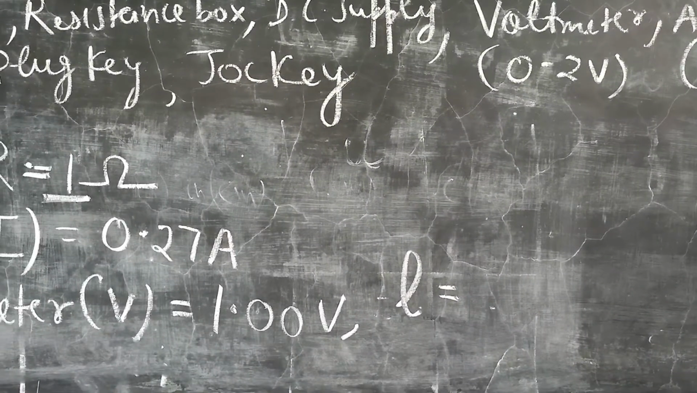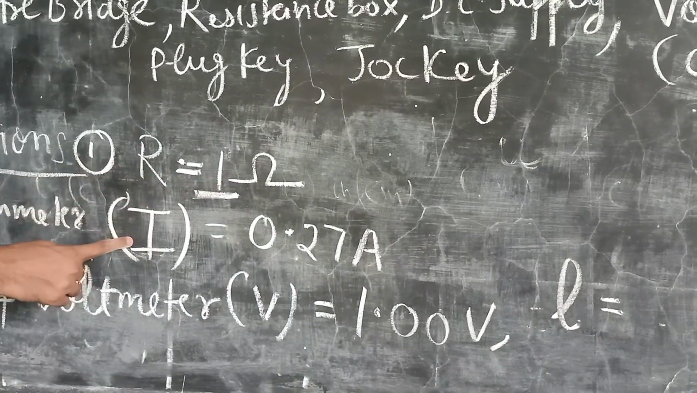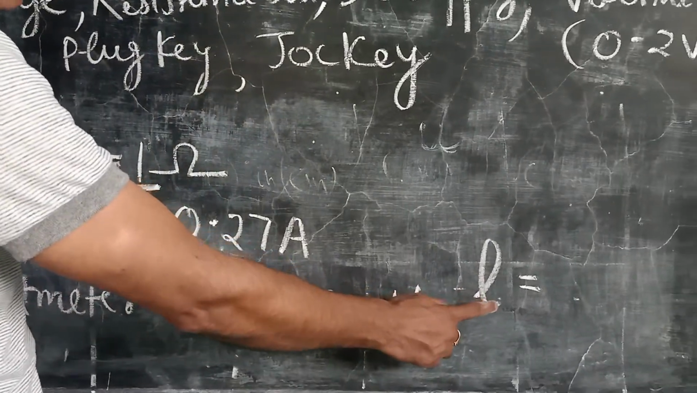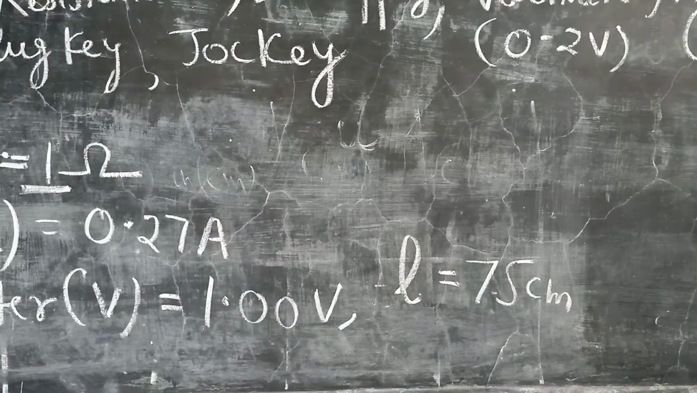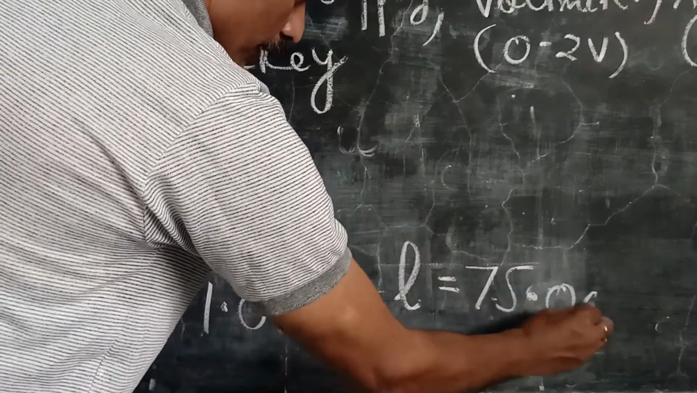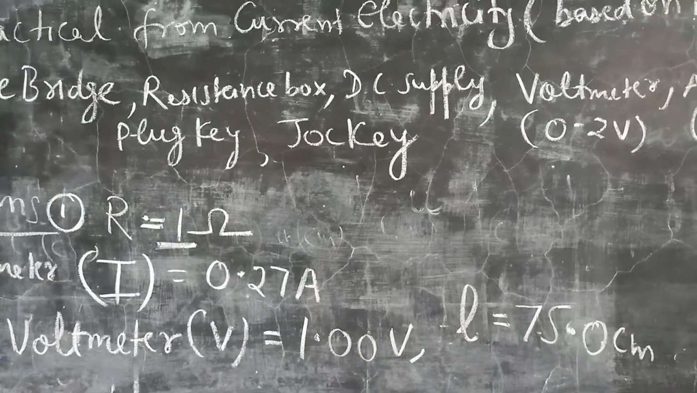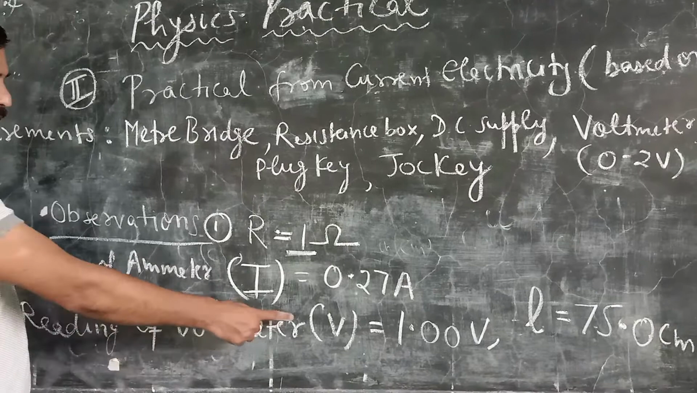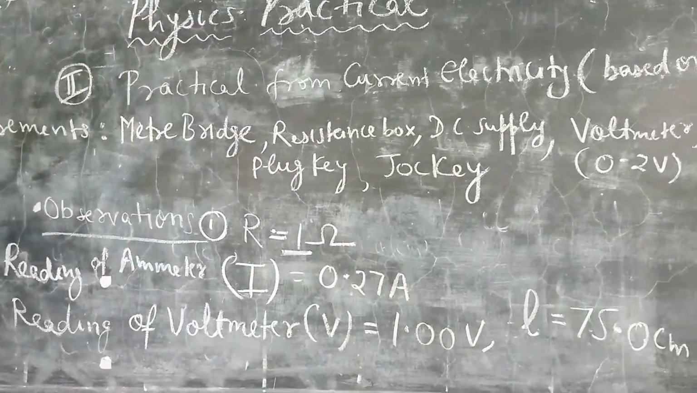So I will just once again explain this reading. In the first set we have taken the value of R, the ammeter reading I, the voltmeter reading V, and I forgot to write the length. At how much length do we keep the jockey? We keep the jockey at 75 centimeters. Again we'll write it to one decimal point, so 75.0 centimeter. So four things we require to write in each set of readings: R, the ammeter reading I, the voltmeter reading V, and the length where you have put the jockey to take the reading.